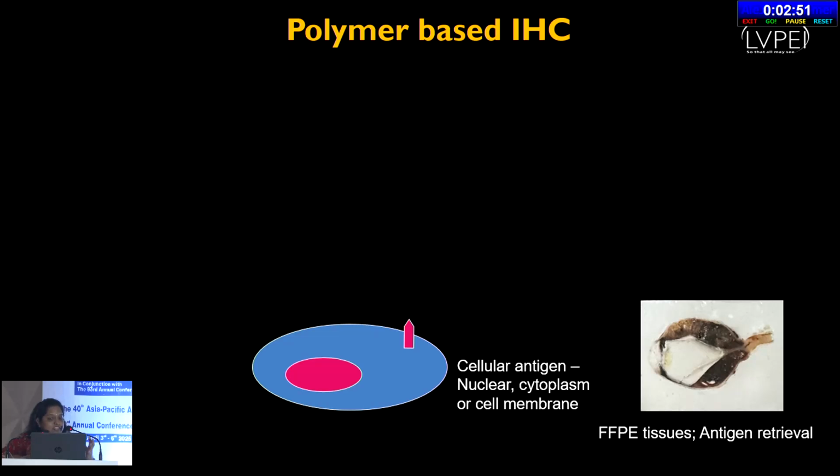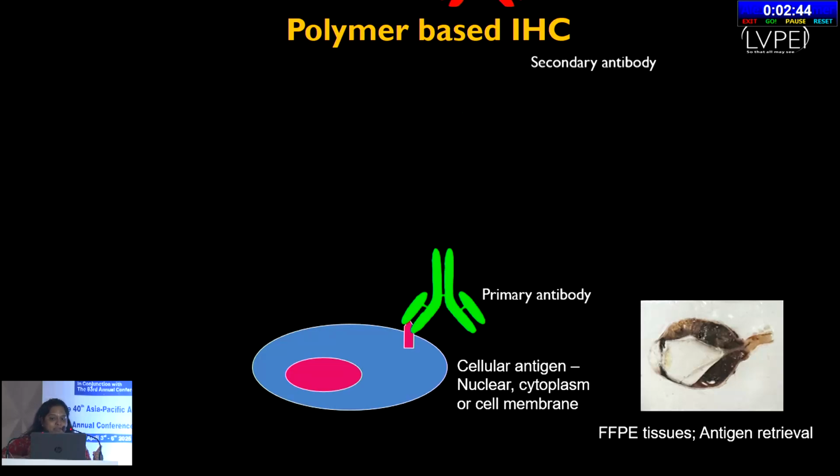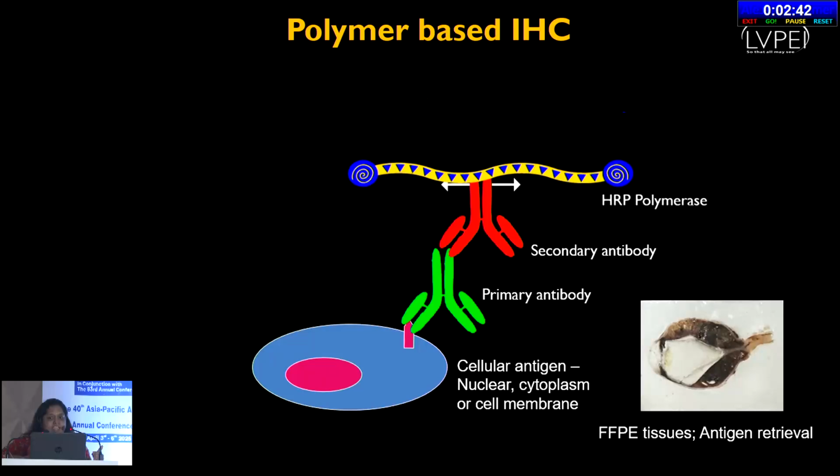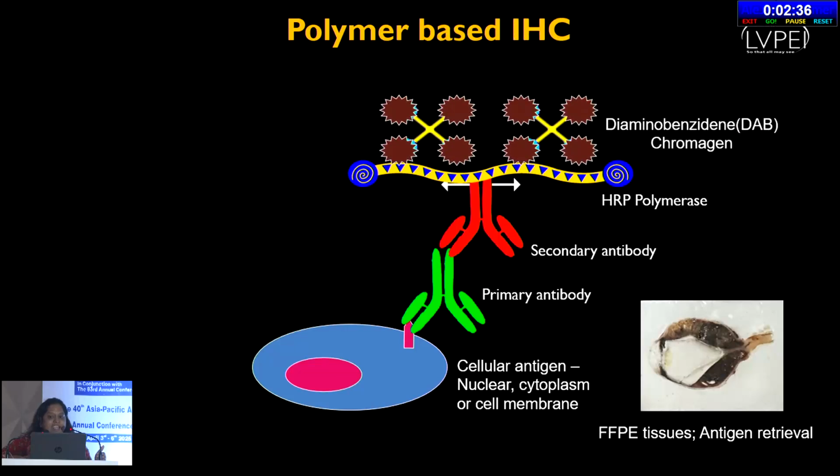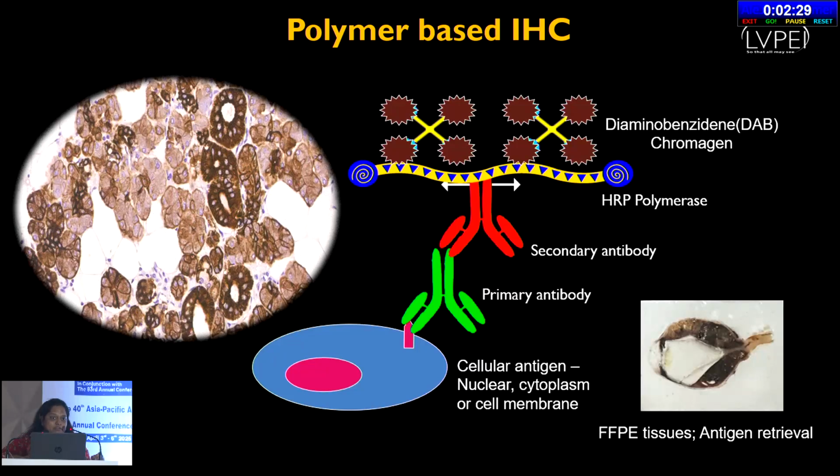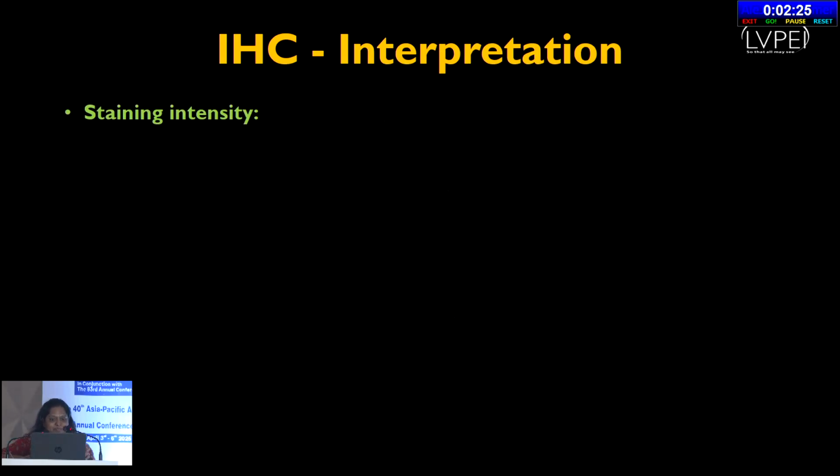These antigens are located at various places, which is nuclear, cytoplasm, or the cell membrane, to which you add a primary antibody and a secondary, and then you add an HRP polymer, which enhances the sensitivity of the technique. And then to that you add a diaminobenzidine chromogen, which detects it. And this is how you see under the lens the positivity of the antibody.